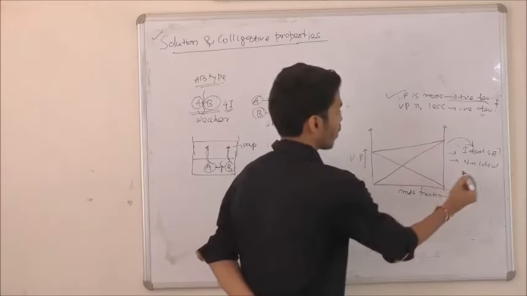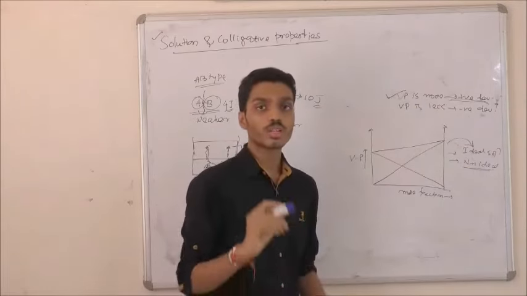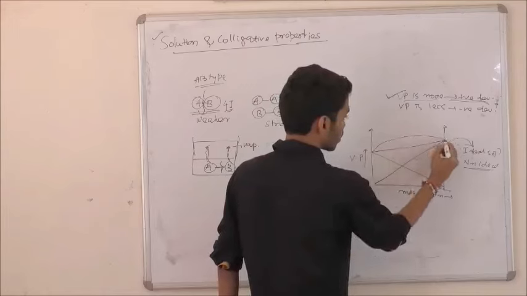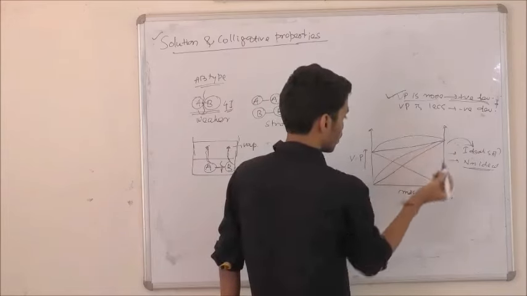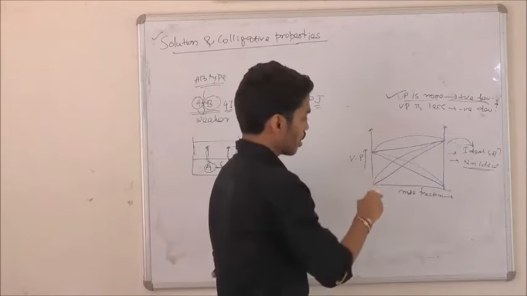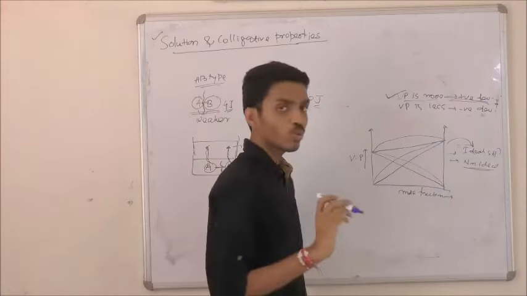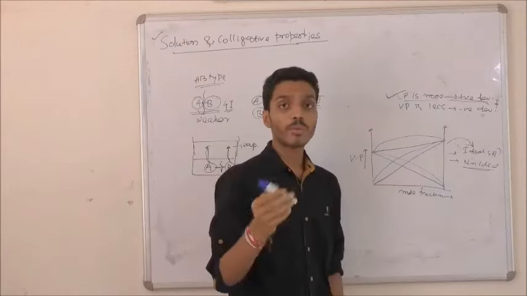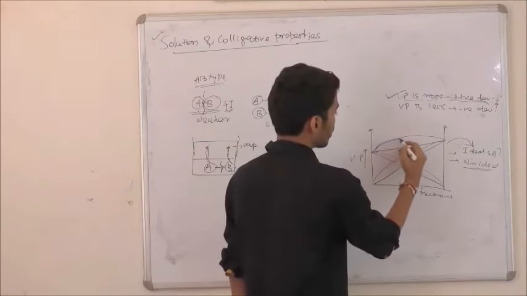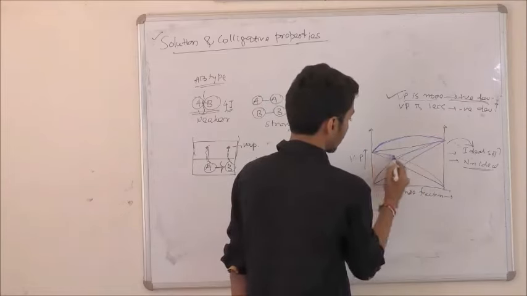And now I told you about the non-ideal solution and positive deviation. So what happens in positive deviation? The vapor pressure is more than expected. So it will be something like this, and this. Okay, so these black lines indicate the expected vapor pressure, and these blue lines indicate that the vapor pressure has increased, which we are calculating. So this is giving us a positive deviation because vapor pressure is increasing here. You can see it, vapor pressure is increasing here.